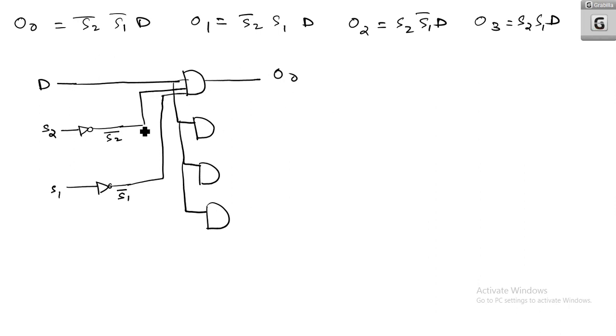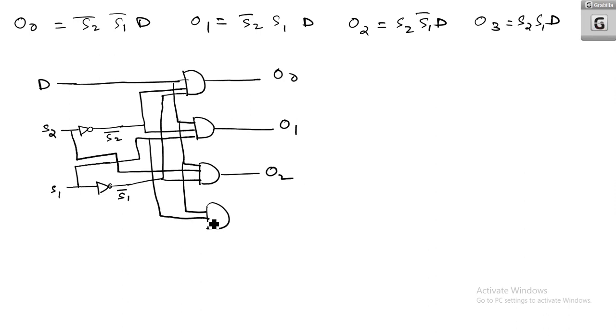What is O1? S2 bar is there. So it is S2 bar, S1 D. So S1 I have to take from here. Yeah. Here what do I get is O1. What is O2? S2 is here. Then what I have to take is S1 bar. Okay. So that is O2. What is O3? O3 I have to take S2 and S1. Right. So S1 is here. And where is S2? Yeah, S2 is coming here. Okay. So this is O3.